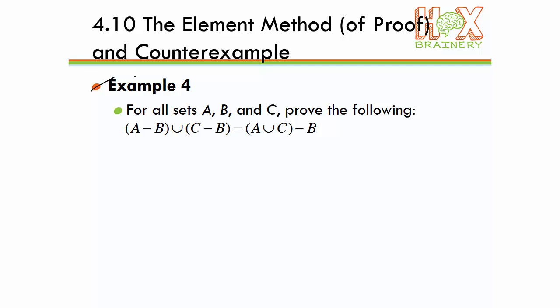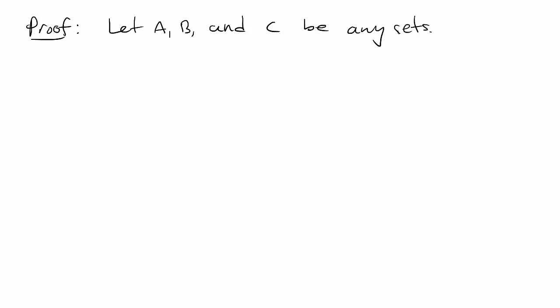Example 4. For all sets A, B, and C, prove the following. So we have another equality, so another two-part proof. I'm going to go on to the next slide so there's more room. We're going to start out by writing proof, and we're going to let A, B, and C be any sets. Okay. Part 1. We're going to do one of the subset relationships.